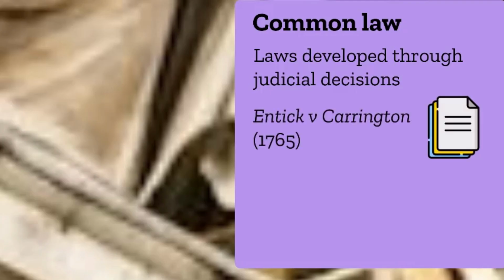And a key case for this is Entick versus Carrington, 1765. So again, going way back in the past now, all these cases affect the situation we are in today. So in this case, John Entick was a writer who was critical of the government. And at the time, that could attract a lot of serious attention. You couldn't just speak out about the government in the same way as you can now.